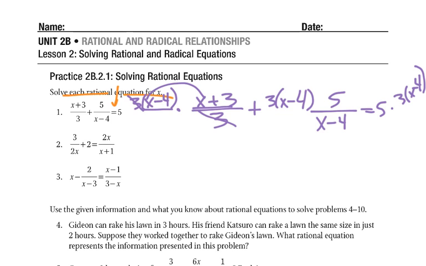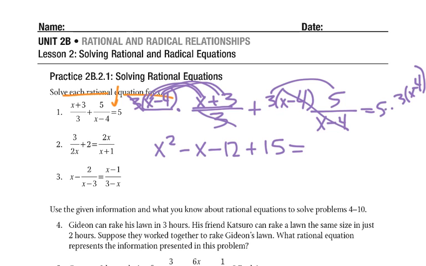So I go x times x, which is x squared, x times 3, 3x, negative 4 times x, negative 4x, negative 4 times 3, positive 12. Okay, obviously I can adjust that. Negative 4x and a 3x would give us a negative x. Oops, and that was minus 12. Plus, the x minus 4's cancel. I have 3 times 5, which is 15, equals 5 times 3 is 15, times x is 15x, times 4 is negative 60.